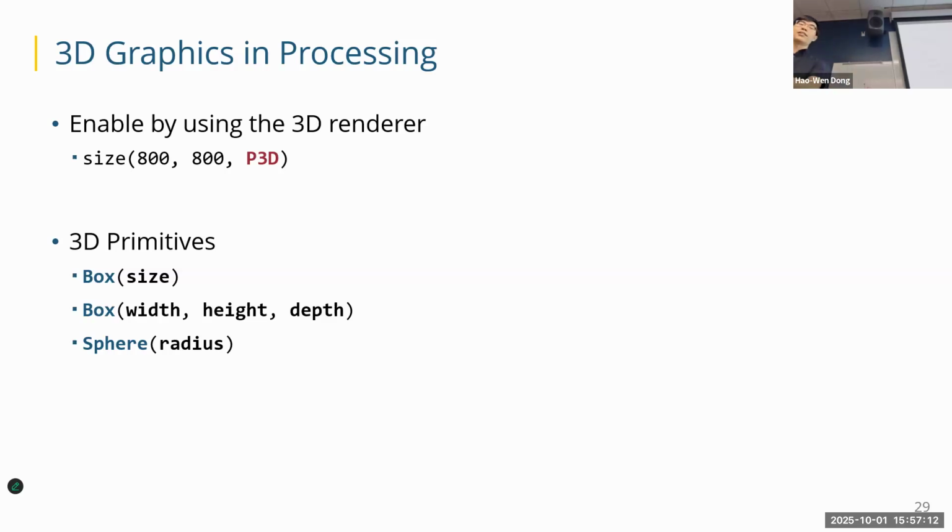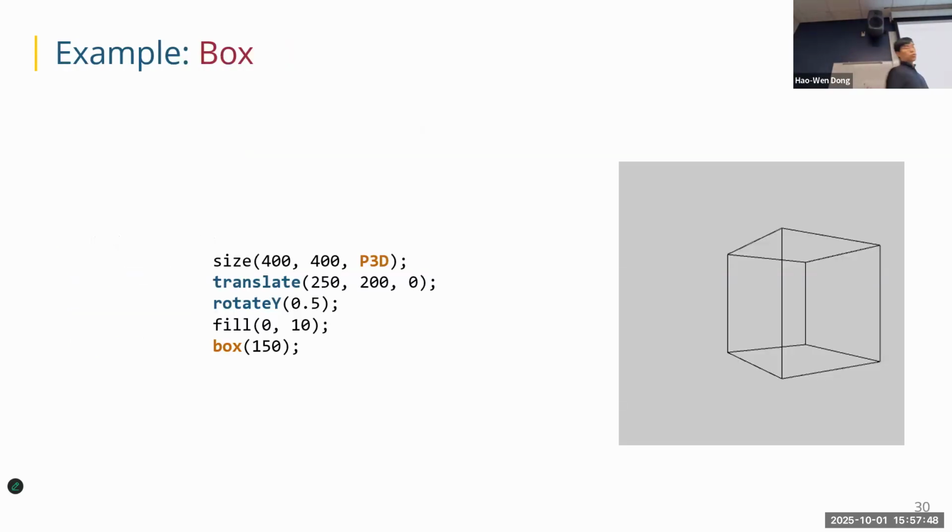Unlike in the 2D case, where you have rectangle, circle, ellipse, in 3D you pretty much only have box and sphere, and it is much trickier. Everything else you have to rely on transformation. So if you want something else, you should work with sphere and box to turn it into something else. The first example is size 400, P3D. You translate somewhere else, you can rotate, and you can fill so that you show that.